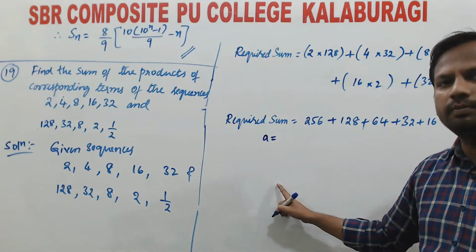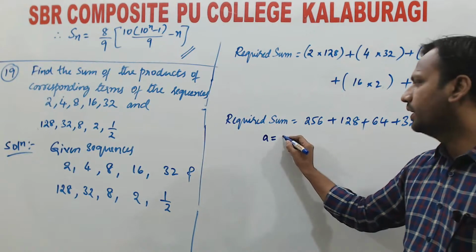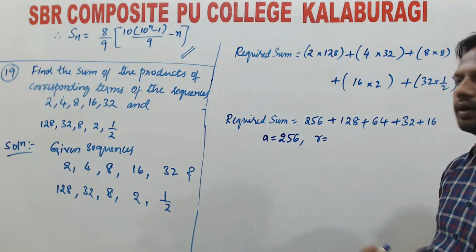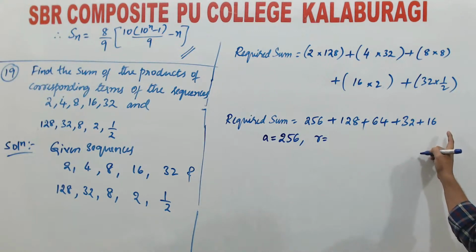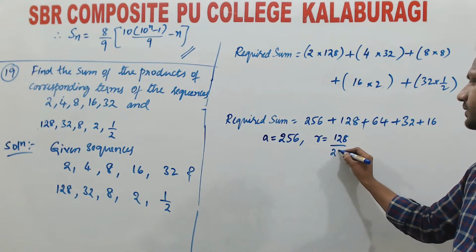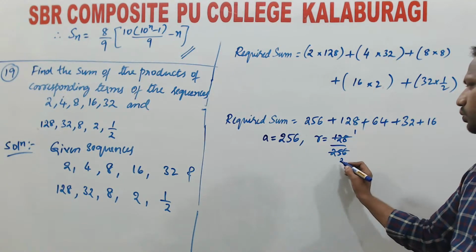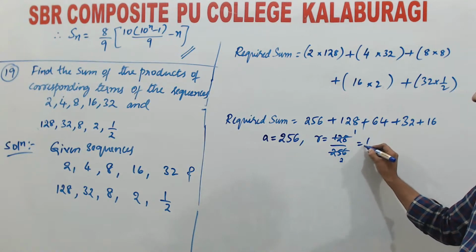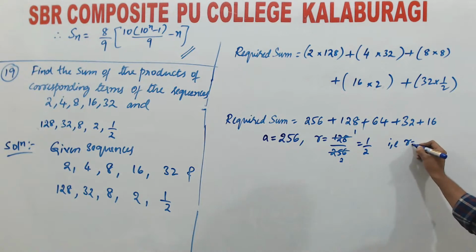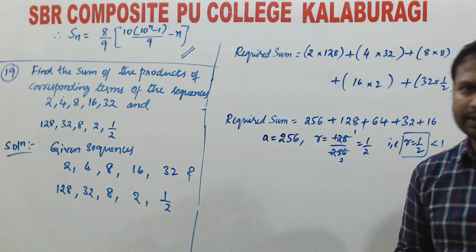I have to use the SN formula there. For that purpose, I require the A value. What is the A value? A value is 256. What is R? It is a GP sequence, so 128 divided by 256. 128 ones are 128, 128 twos are 256. So what is the R value? 1 by 2. R is equal to 1 by 2, which is less than 1.